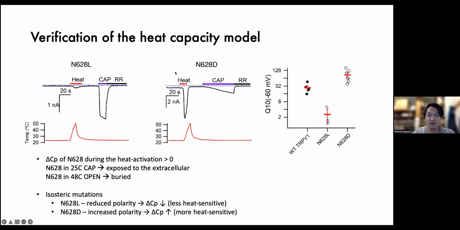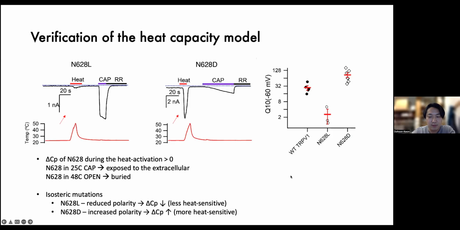Interestingly, you can see here the point mutation, the N2D mutation, has great heat sensitivity, right, compared to this, with the increased polarity. But while reducing the polarity, N2L is decreased quite a bit. Actually, there is no heat sensitivity. When we check the Q10 value, the Q10 value is below 10. So we know the mutation has almost no heat sensitivity.